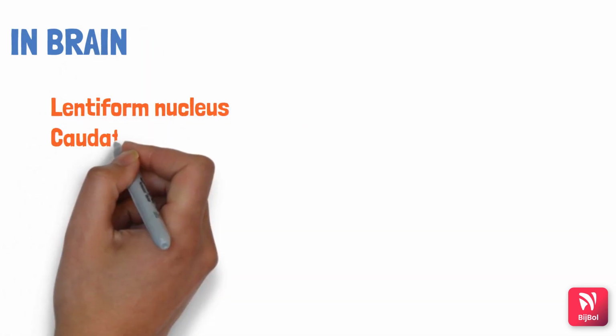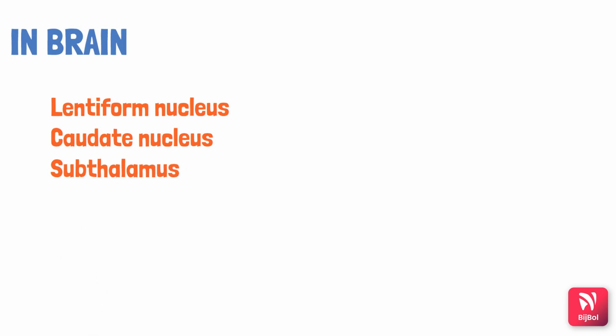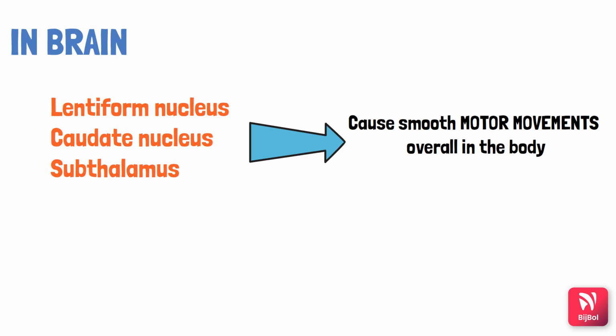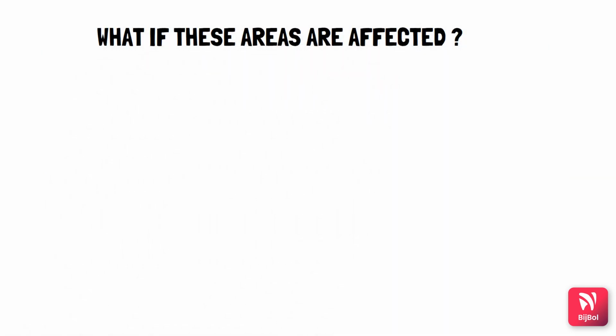Now let's move on to the brain. In the brain, there is something called the lentiform nucleus, caudate nucleus and subthalamus, which are concerned with upshooting and downshooting of motor movements, resulting in smooth motor movements in our body.